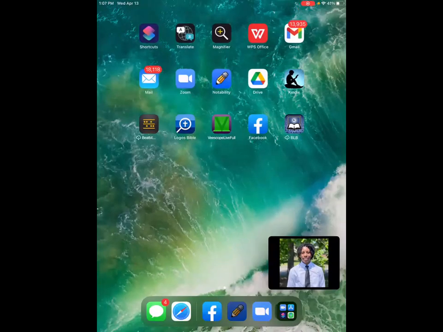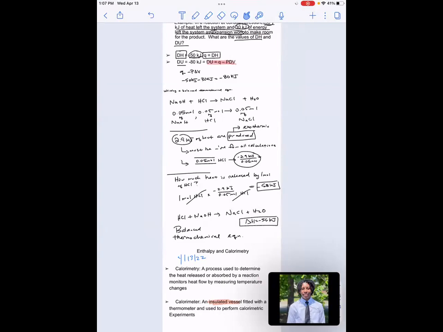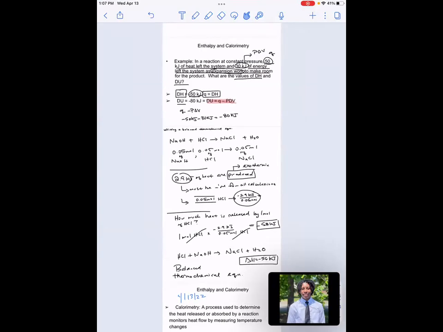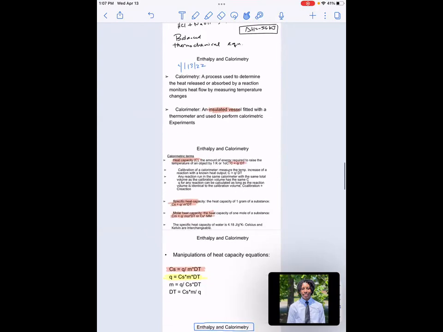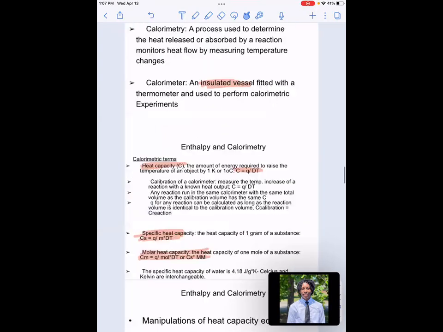So we left off and we've talked about calculating specific heat. We've calculated specific heat capacity. We've also talked about calculating delta H and writing a balanced thermochemical equation, which we did. We're going to talk more about that today. And so I want to start out talking about calorimetry and enthalpy.